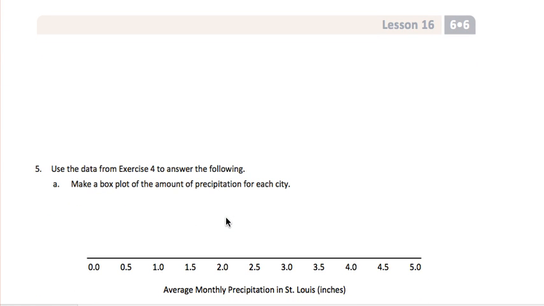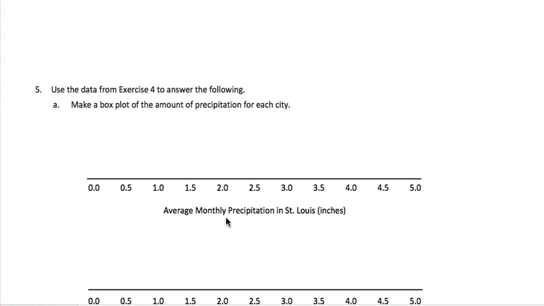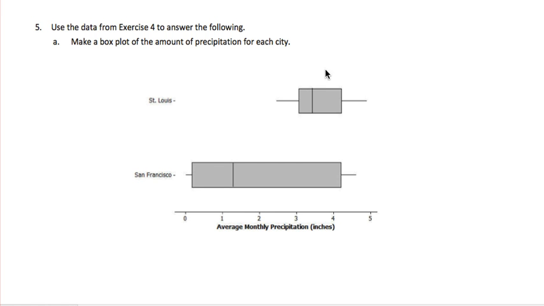We're going to use the data from exercise 4 to answer the following questions. And the first one is to make a box plot of our precipitation for each city. And we can see then, with our box plots, the big difference between the variability in the two cities' precipitation. St. Louis has a much smaller variability and a much smaller interquartile range than San Francisco.